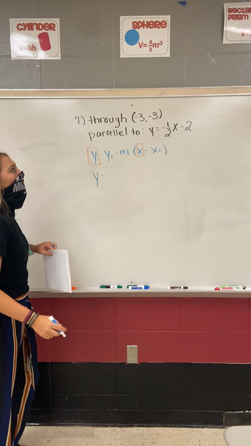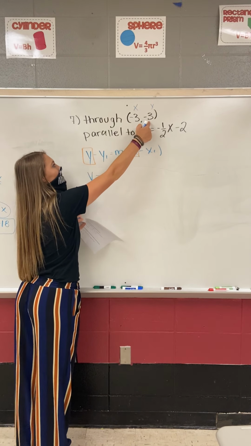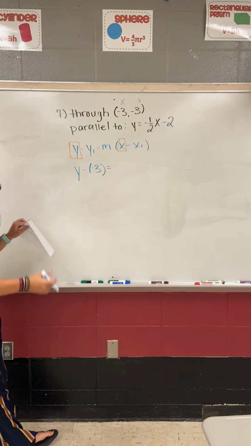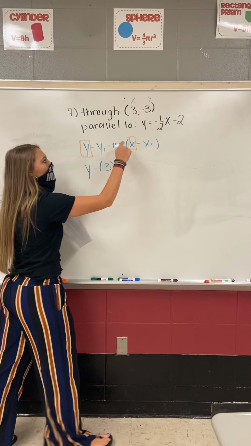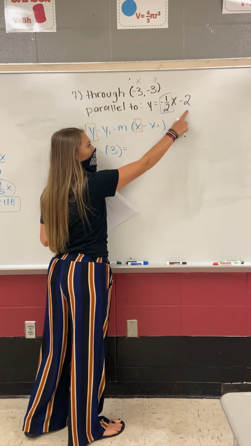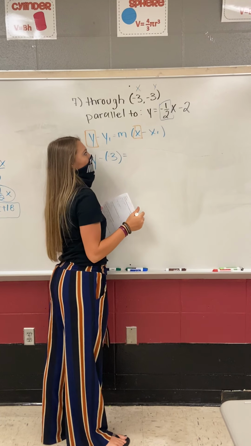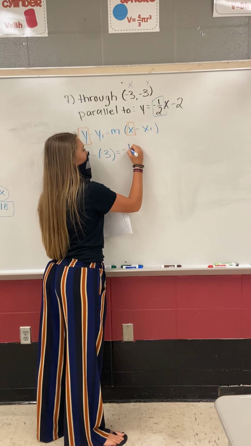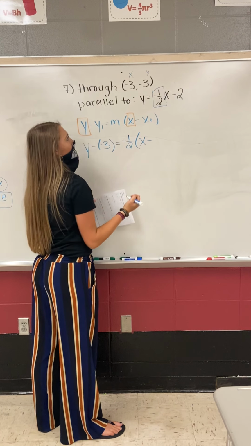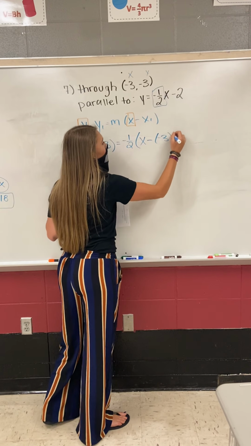So I'm going to go see what my y1 is. Here's x and here's y. y minus, well my y is -3, so I'm going to put -3 in parentheses. Equals, remember your m stands for slope. This -1/2 is my slope, because this is in y equals mx plus b form, just like we had over here. y equals mx plus b, so I know this -1/2 is my slope, so that's going to go in for m. -1/2. Remember my x stays the same, minus, now I'm going to go see what my x is. My x is -3, so minus -3.